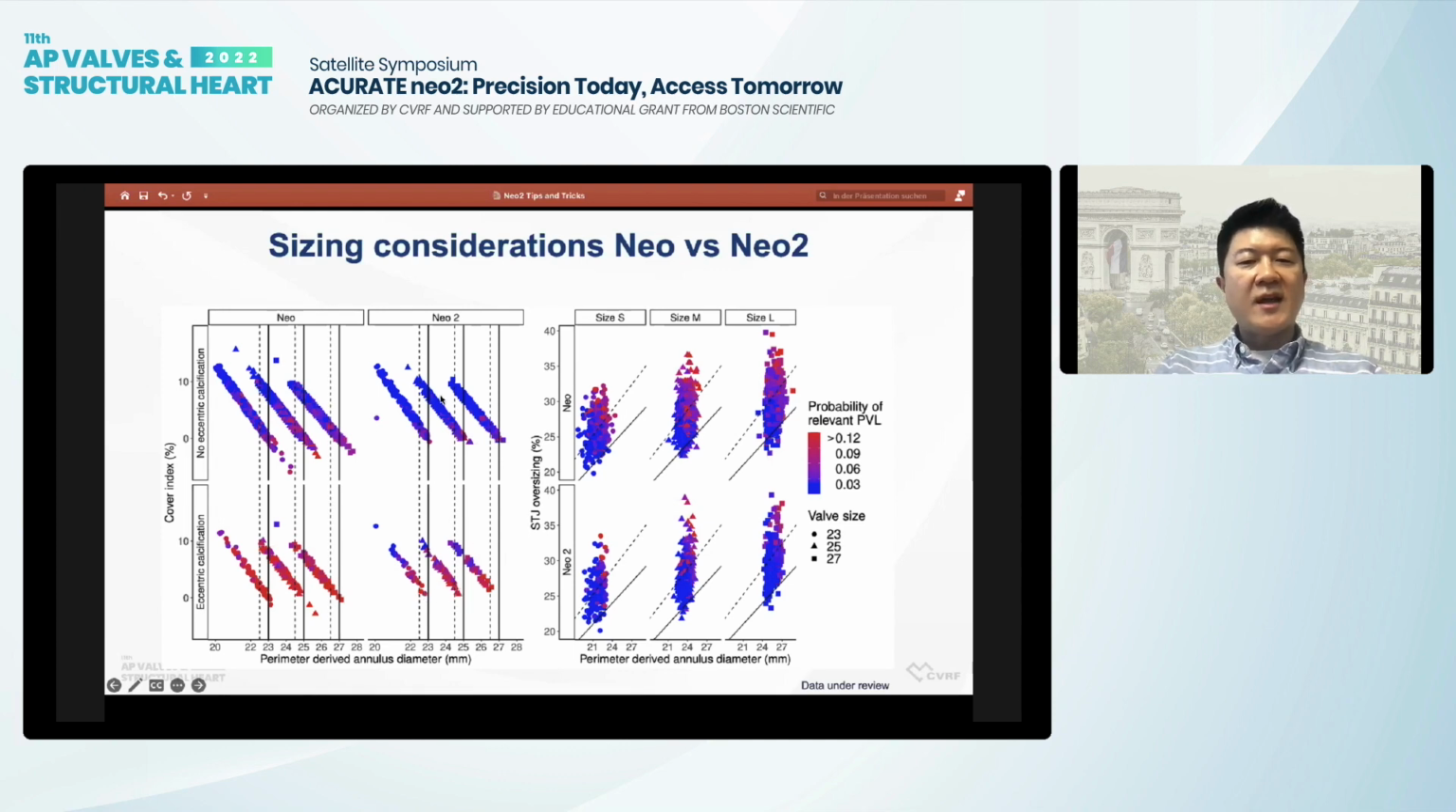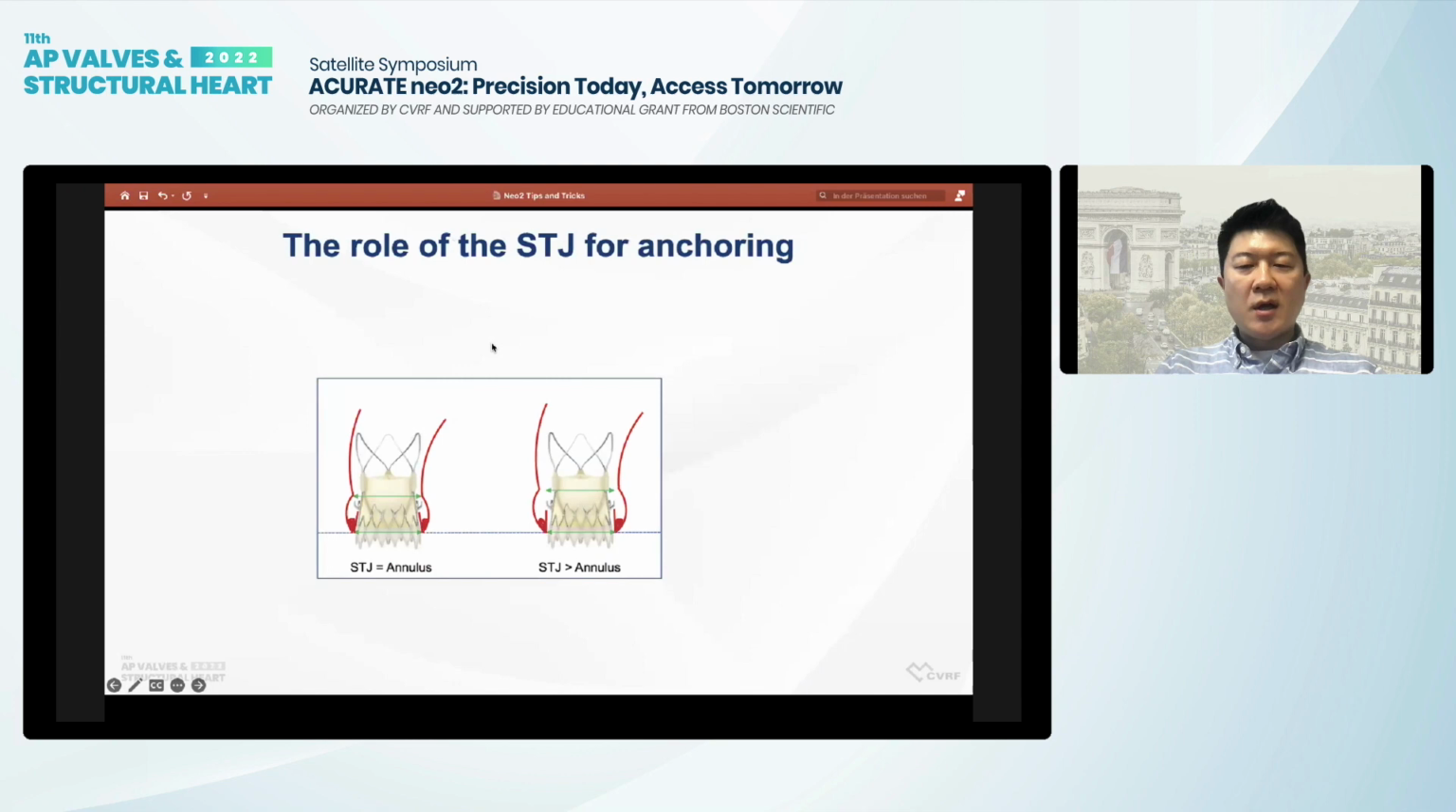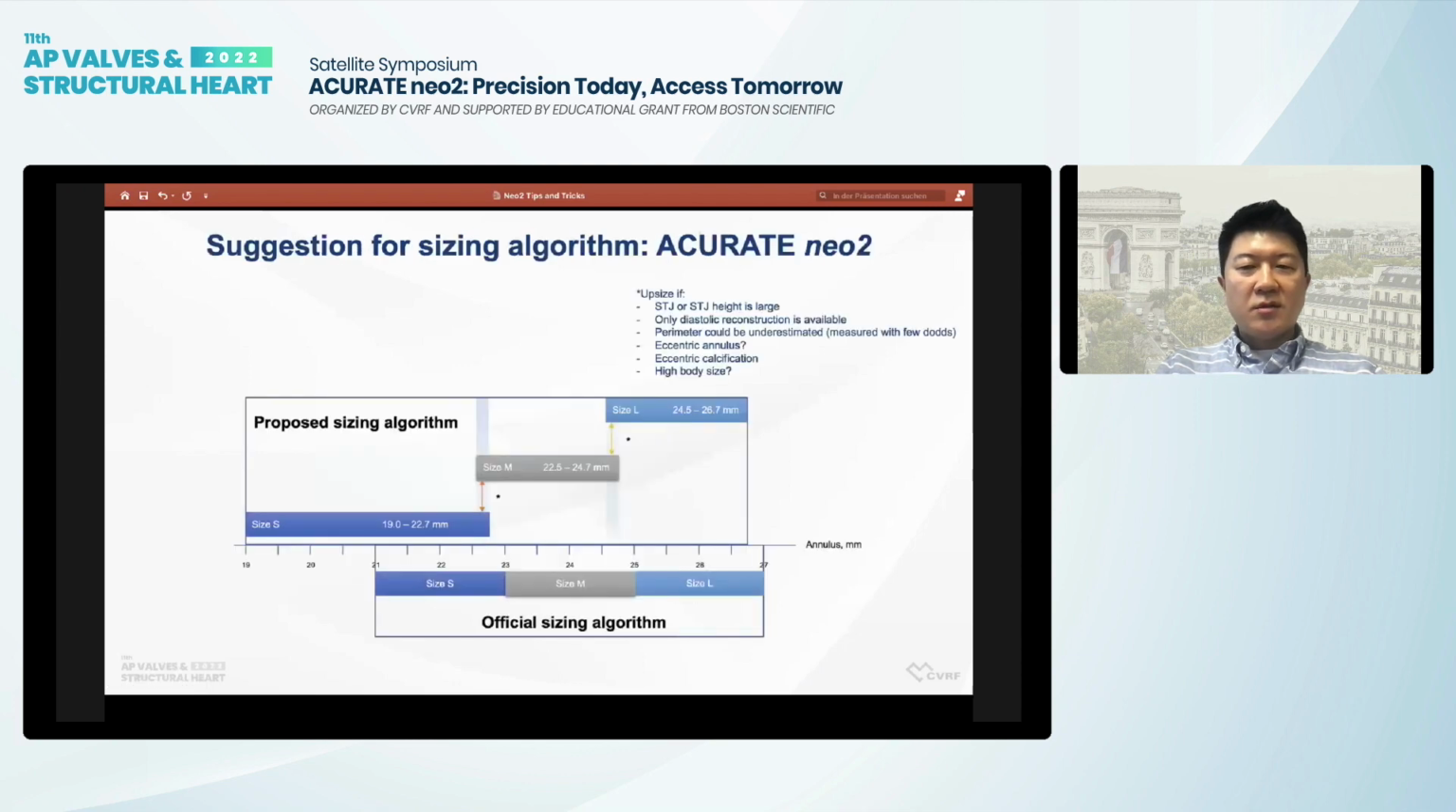So this nicely shows the difference of sizing between Neo and Neo2, and this is very new. I hope we will be able to publish it soon, and this is the sizing algorithm, the suggestion for the Neo2, with some modifications that you can take into account depending on some additional factors that are shown here.